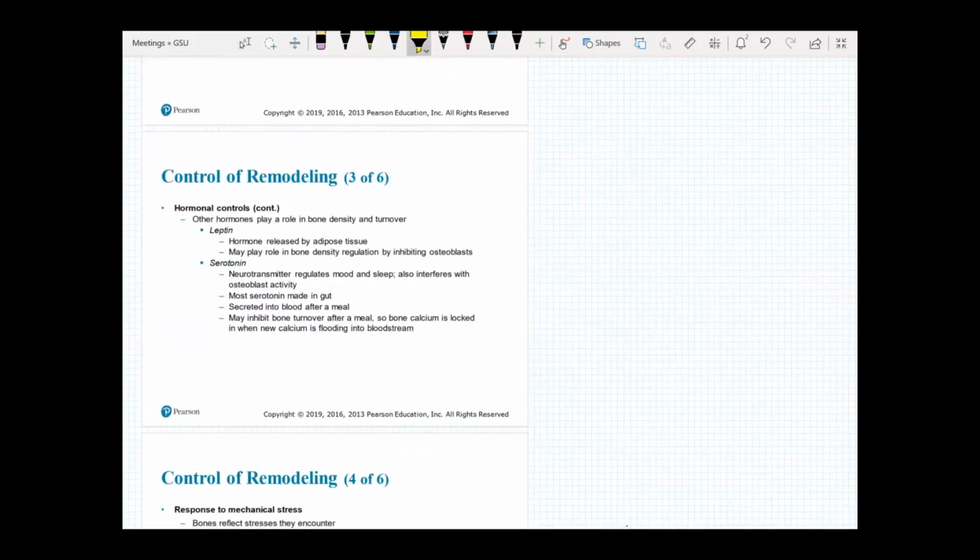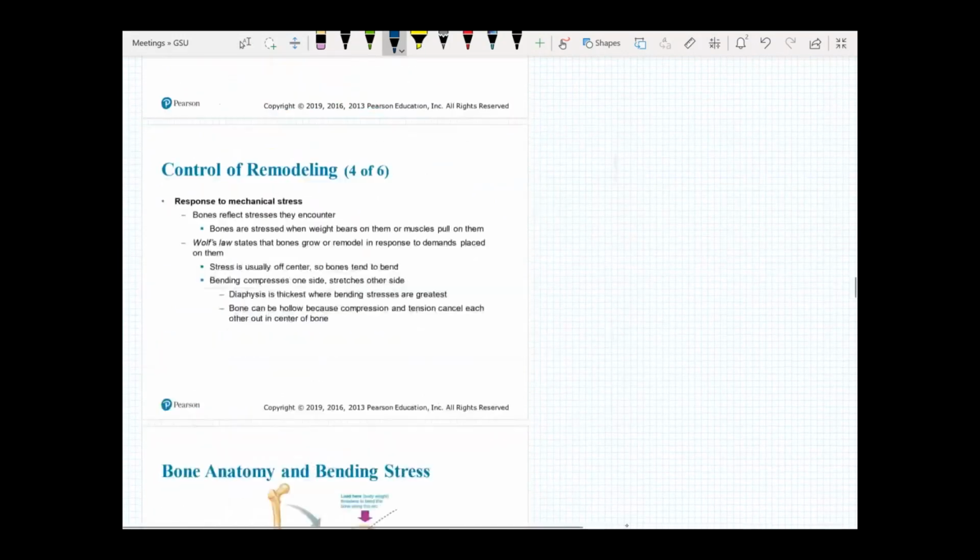There's two more hormones that are going to be controlling this whole process. And just to briefly run through those, one is leptin and one is serotonin. And leptin is released by adipose tissue, and serotonin is going to be a neurotransmitter that regulates mood and sleep. Both of these are going to play a role in bone density. So you just need to know that there are 4 total hormones: parathyroid hormone, calcitonin, but also leptin and serotonin that do control remodeling of bone.